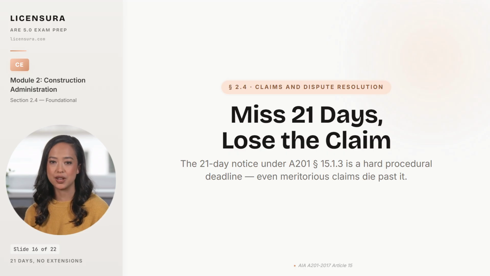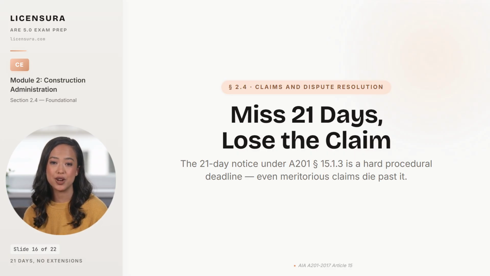The architect's role in this domain is the initial decision maker under A201 Section 15.2.1, and the architect's first job when a claim arrives is to confirm the notice was timely, because if it was not, the procedural defense disposes of the claim before the merits are reached and saves the owner from paying a meritorious but late claim.